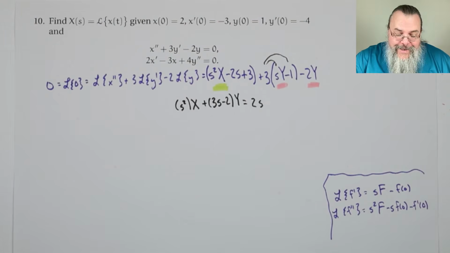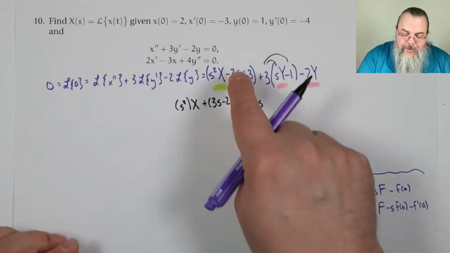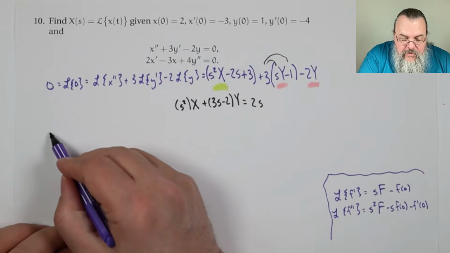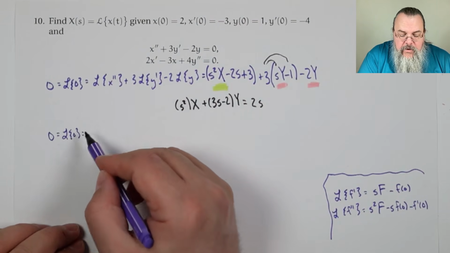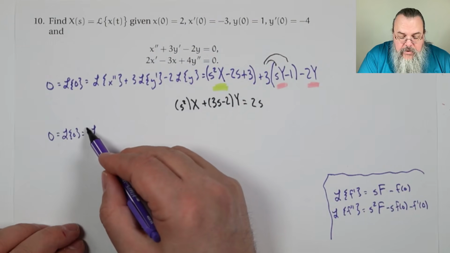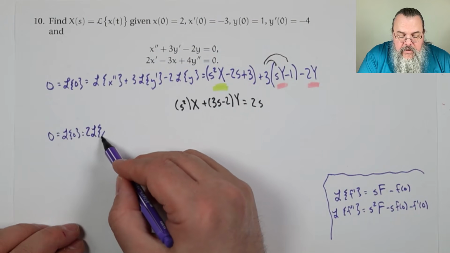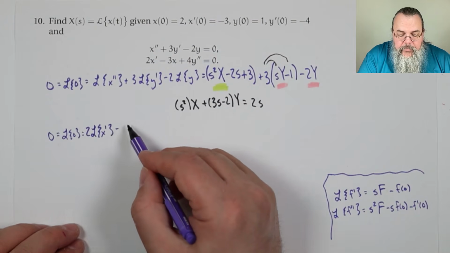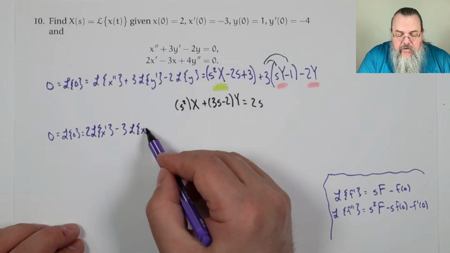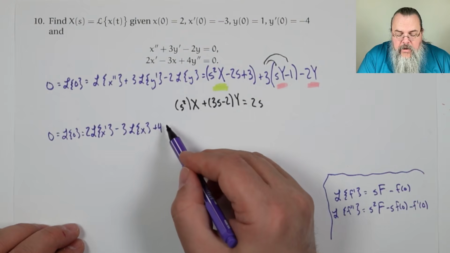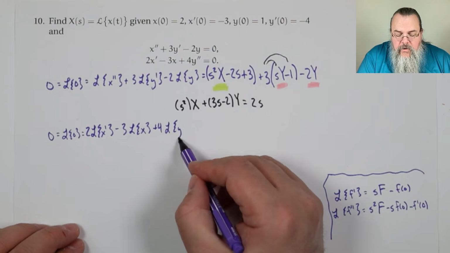Well, that was so nice. We're going to do it twice. So our second formula, we have that 0 is the Laplace of 0. Well, okay, that's 2 times the Laplace of x prime minus 3 times the Laplace of x plus 4 times the Laplace of y double prime.